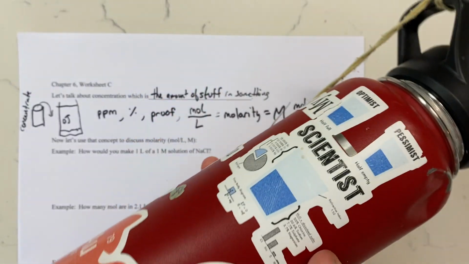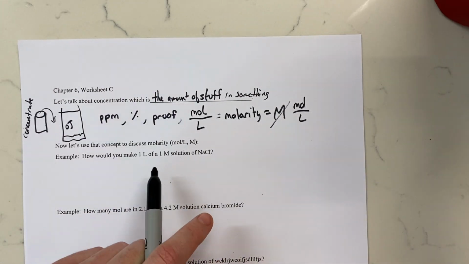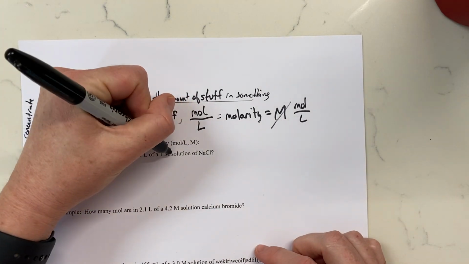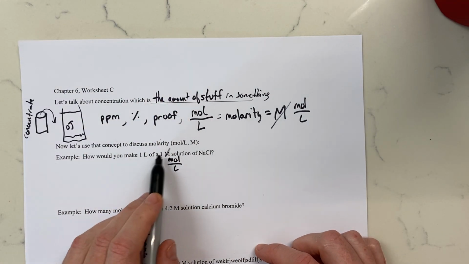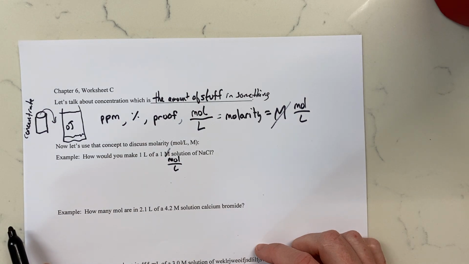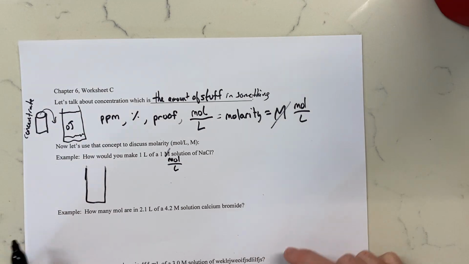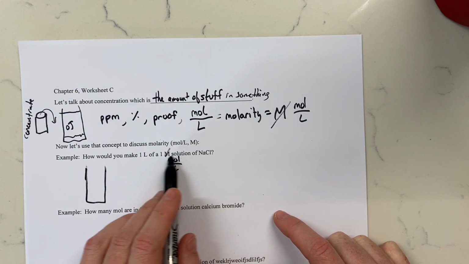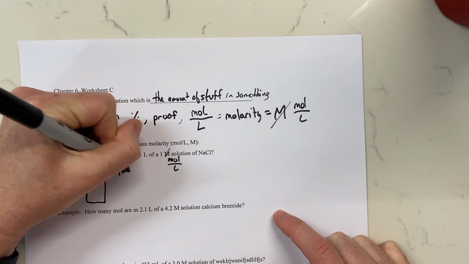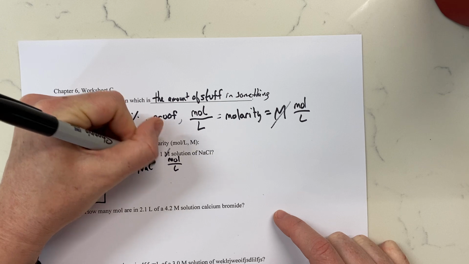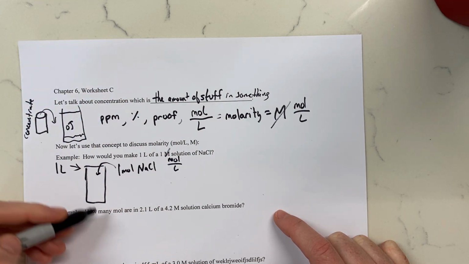This is about a 1 liter bottle. So if I were to make 1 liter of a big M. What do you do with big M? Oh yeah, you cross it out and you write mole per liter. How would I make 1 liter of a 1 mole per liter solution of sodium chloride? Well, you get a liter bottle, which we have, and we want to make 1 mole per liter. In other words, we want to add 1 mole of sodium chloride into here and then fill it to 1 liter. Then we have 1 mole in 1 liter.